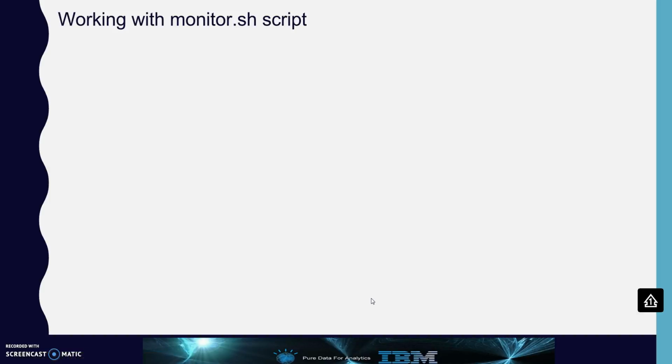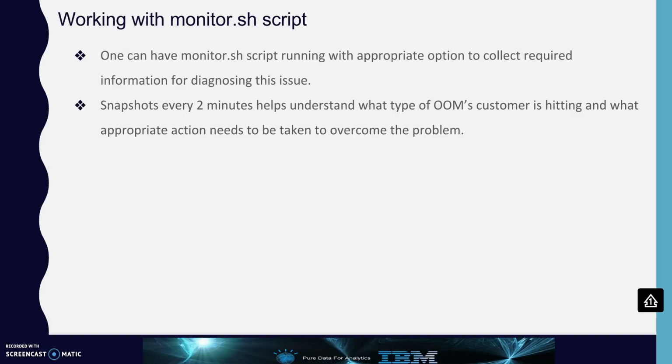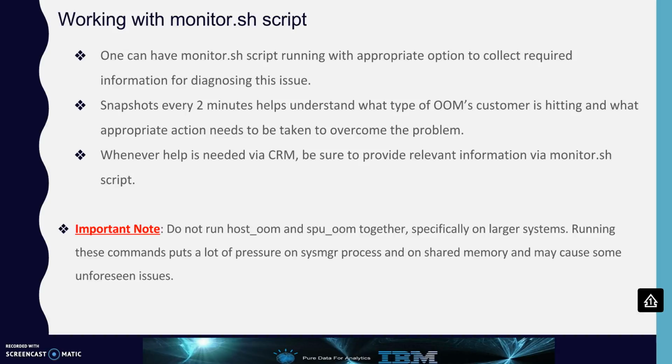As we can see, one of the important things we need is periodic table snapshots, and at times we do need plan files and all the other relevant information. We created a monitoring script that can ease collecting all the required information. One can use the monitoring script with the appropriate option to collect the required information for diagnosing the issues. Snapshots every 2 minutes help us understand what type of out-of-memory the customer is hitting and what appropriate action needs to be taken to overcome the problem.